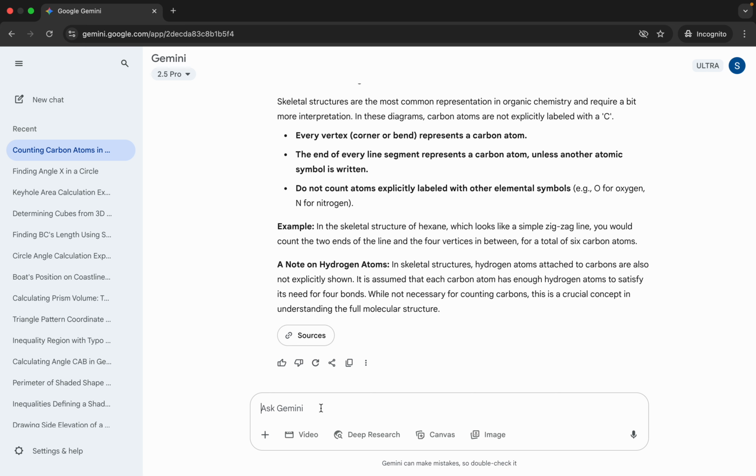Okay, so here, from a figure of lines, how to calculate the number of carbon atoms.